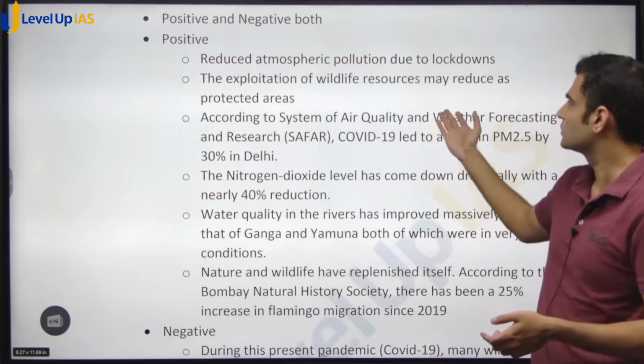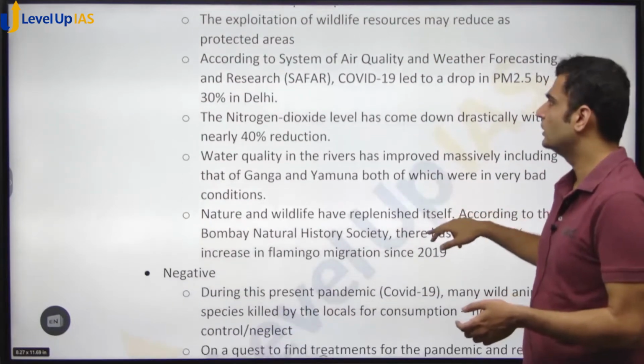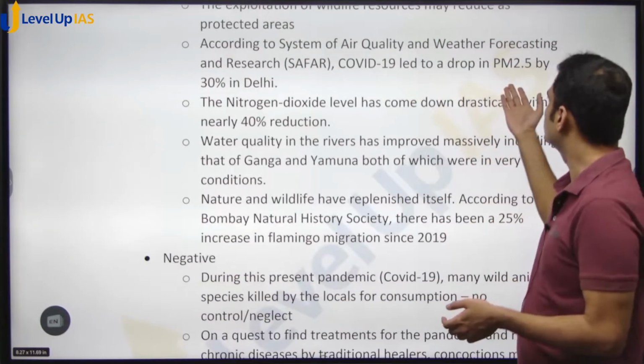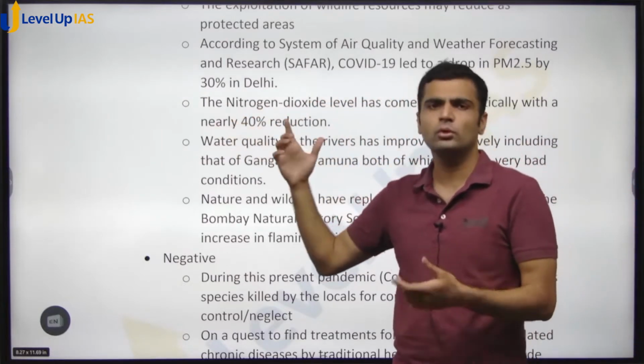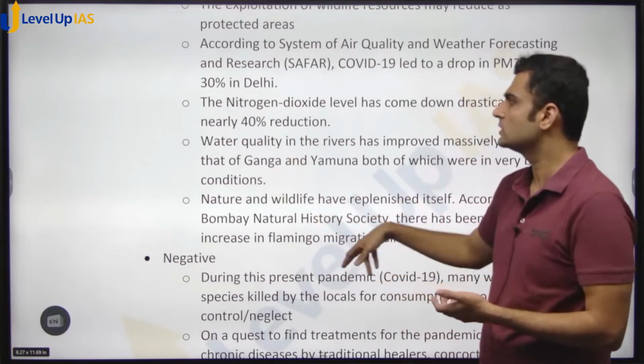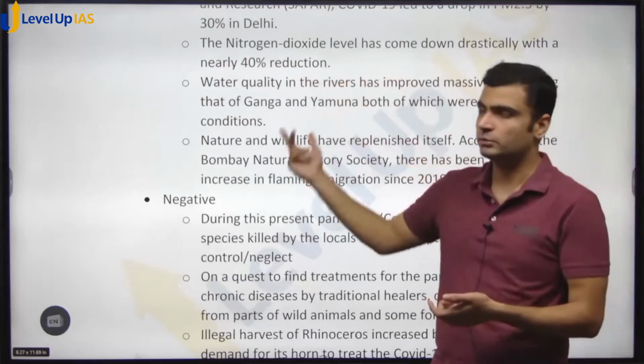Exploitation of wildlife resources may have reduced in protected areas. According to SAFAR, COVID-19 led to drop in PM 2.5 by 30% in Delhi. See, one data set, if you know, great. I mean, it substantiates your answer. Then nitrogen dioxide drastically reduced 40%.